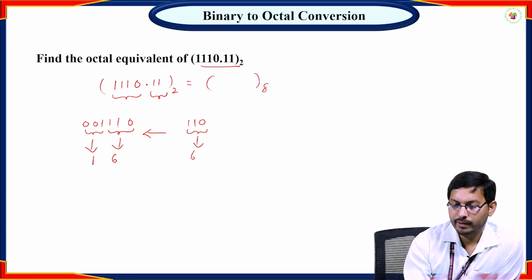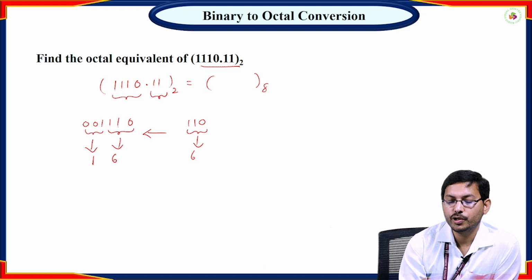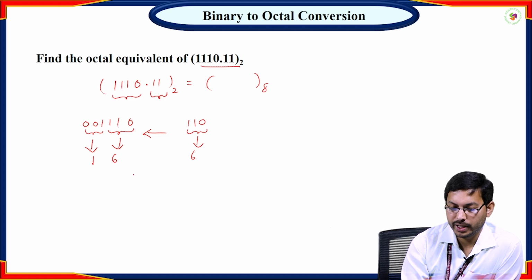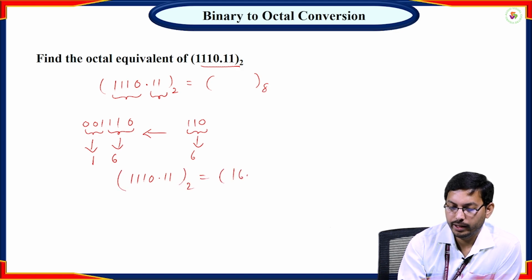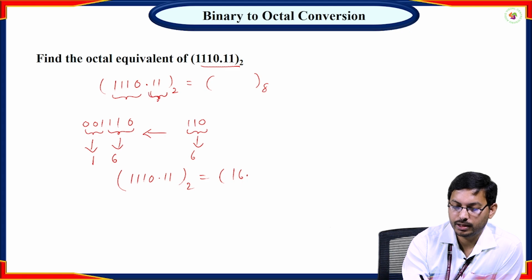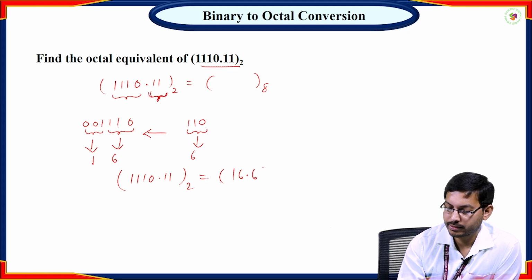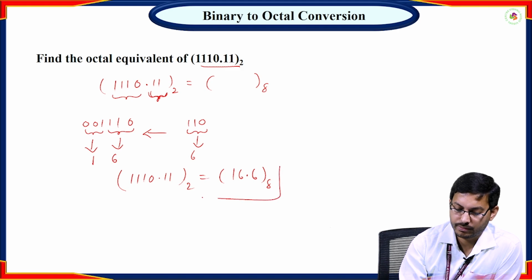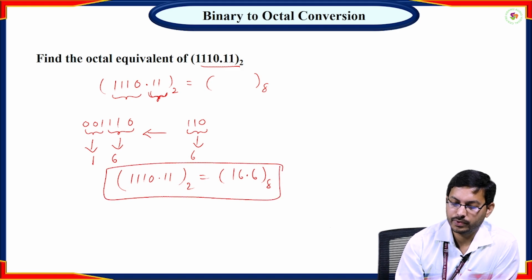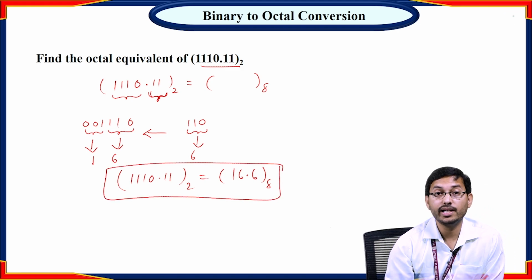So finally, what is the value of this 111 0.11? It is nothing but 11 0.11, which is equivalent to 16 point. The octal equivalent of 11 is nothing but 6. So this is our answer, that is 16.6.